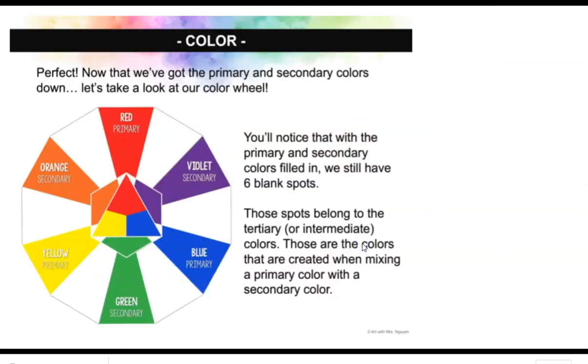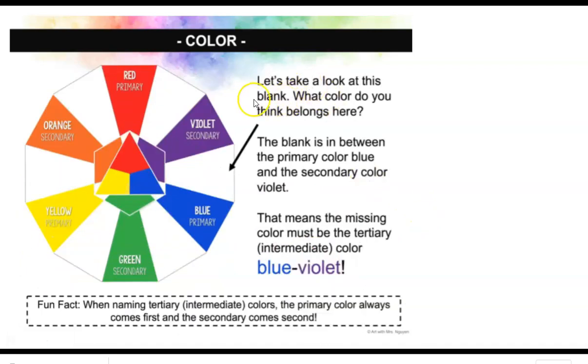All right, now that you've got primary and secondary, you have these blank spaces here that we call tertiary, meaning third, or sometimes they're called intermediate. So when you mix red and violet, you get red-violet. When you mix blue and green, you get blue-green. Okay, so what do you think goes here? When you mix this one with this one, you should get blue-violet.